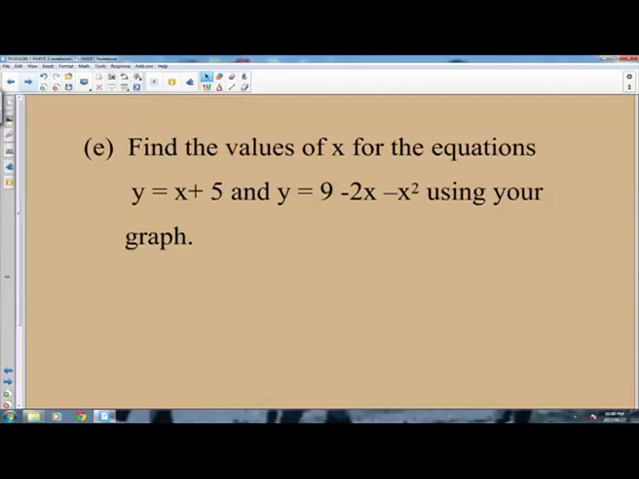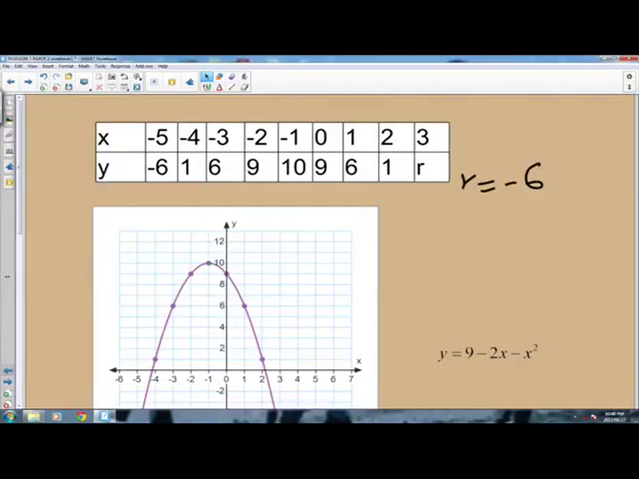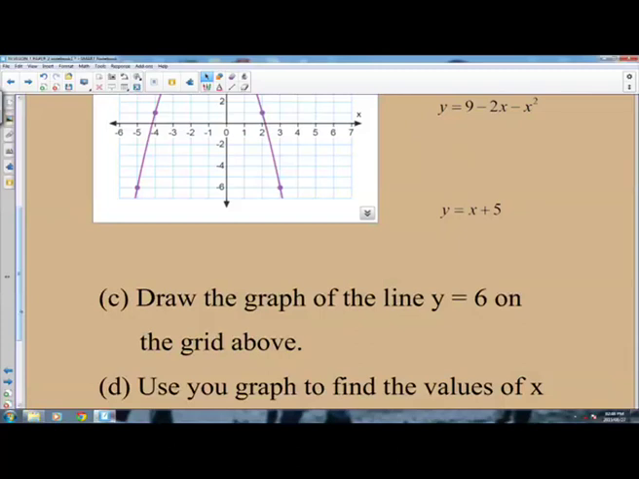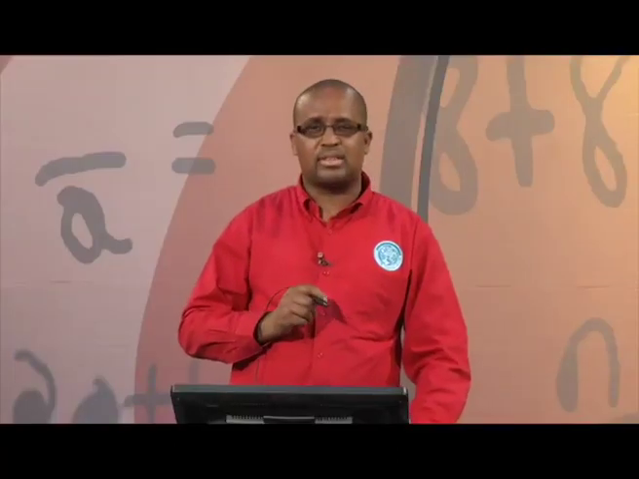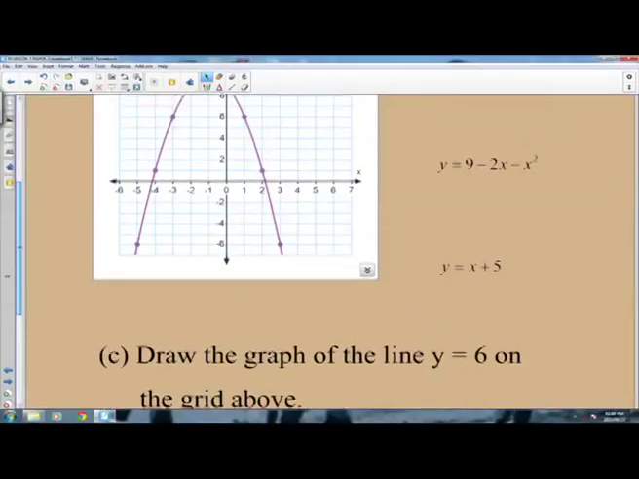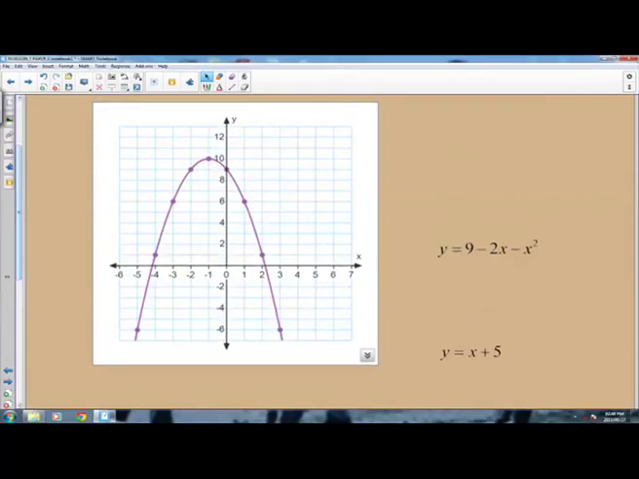The next question says you are to draw the graph of the line y equals 6 on the grid above. So using the very same grid, draw the line y equals 6. How do you draw the line y equals 6? The line y equals 6 cuts the y-axis at 6. It is a horizontal line cutting the y-axis at 6. And you need to draw this. How do you draw this? Take a ruler and then draw a line such that it cuts the y-axis at 6.